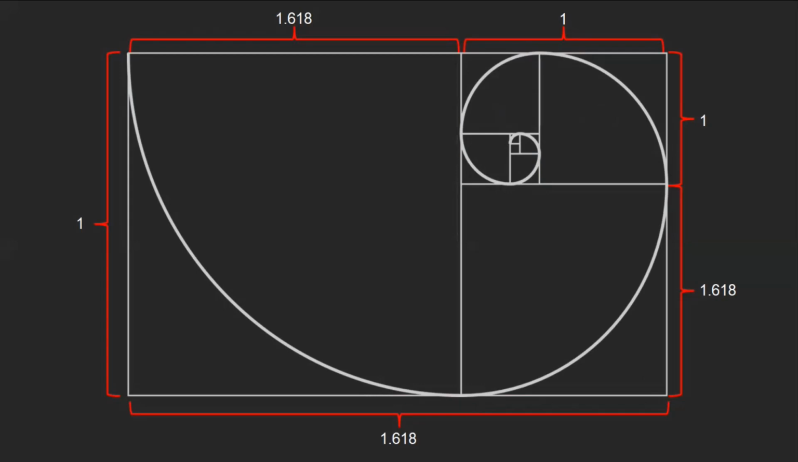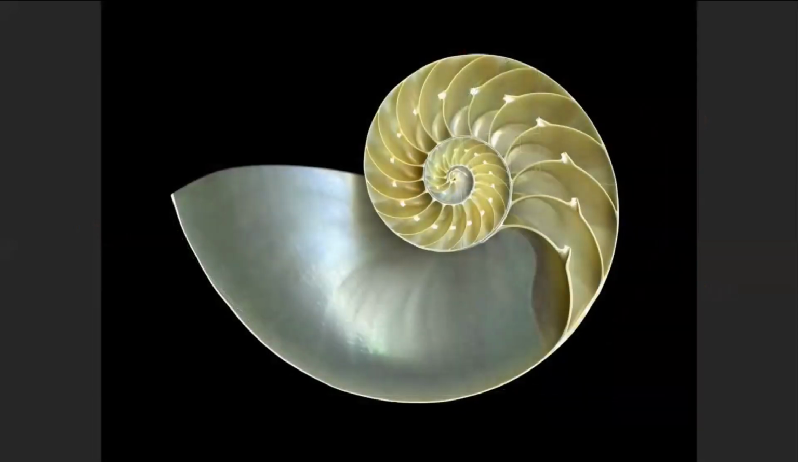Why is this ratio so important? These seemingly random numbers of 1.618 to 1. The reason that these ratios are so pleasing is because it's all around us. It's found in nature. Here in the nautilus shell, it's found in the ways that leaves grow out of tree branches.